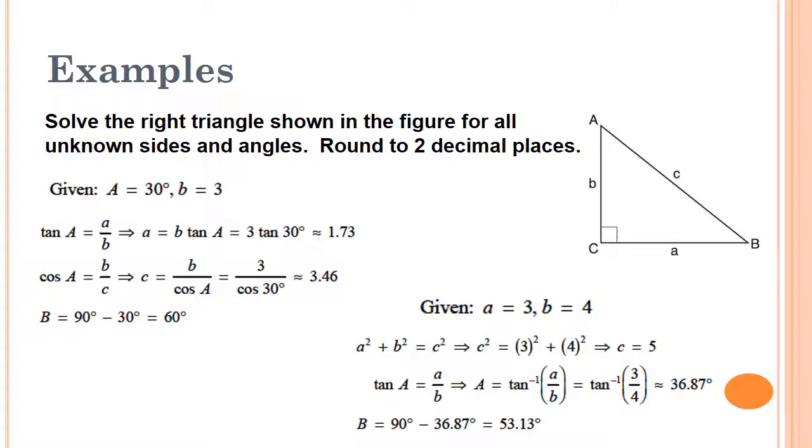For our second triangle, we use the Pythagorean theorem to find the missing side measurement, and then we use our inverse functions to find the actual angle values themselves. So we'll use the inverse tangent and find that angle A is about 36.87 degrees, and then subtract that from 90 for B. As far as finding angle A or angle B, you can use any of the trig functions you choose.